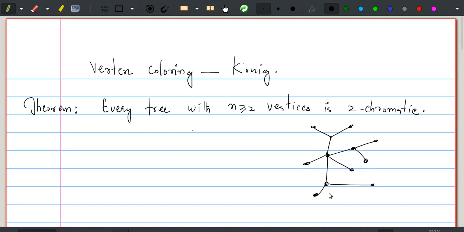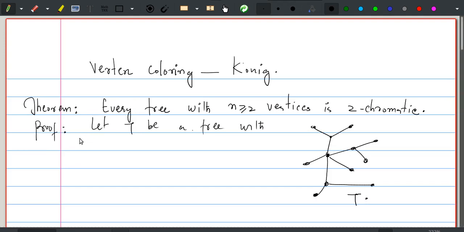So this is our tree T. We have to prove this is 2 chromatic. So let us start the proof. Let T be a tree with n vertices, where n is greater than or equal to 2.